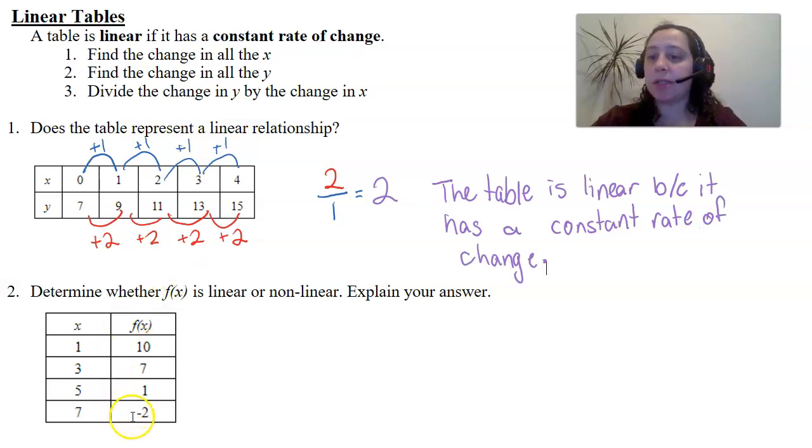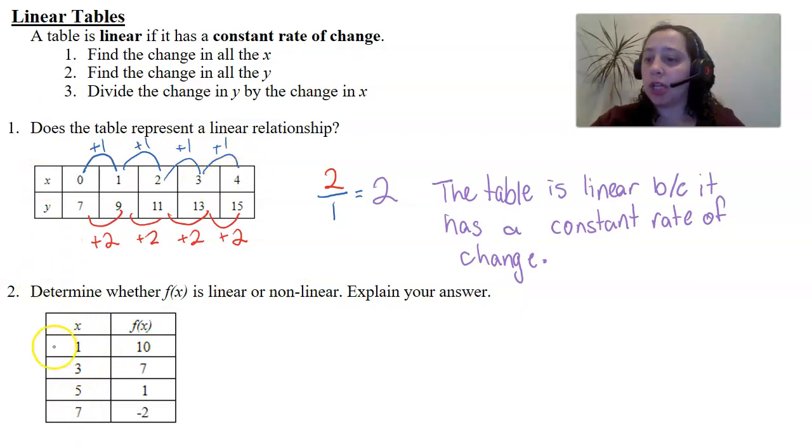Let's look at another example. Determine whether f of x is linear or nonlinear. Explain your answer. Non means not, so nonlinear means that it is not linear. So we want to see, is it linear or not linear? Here our x's are in a column instead of in a row.